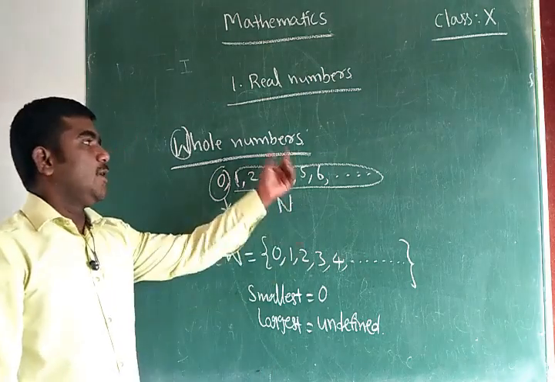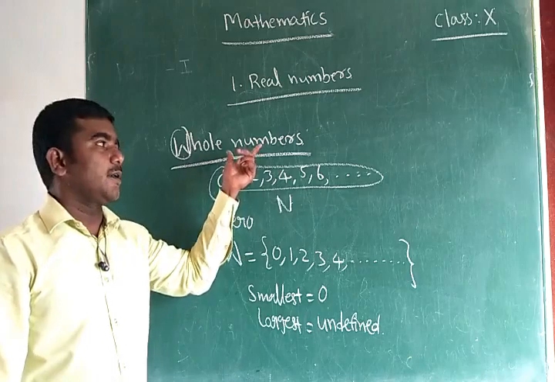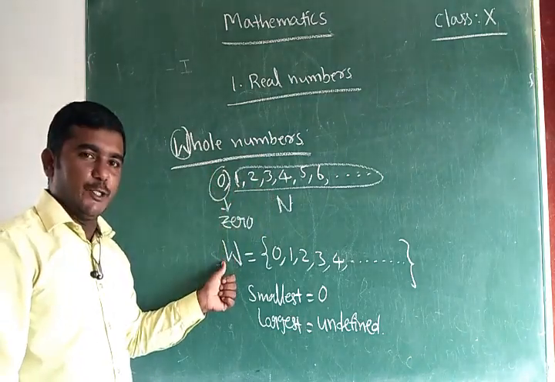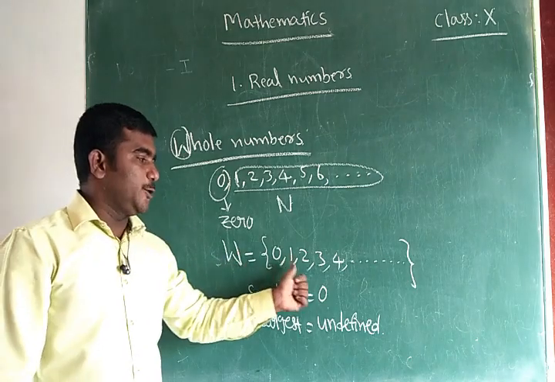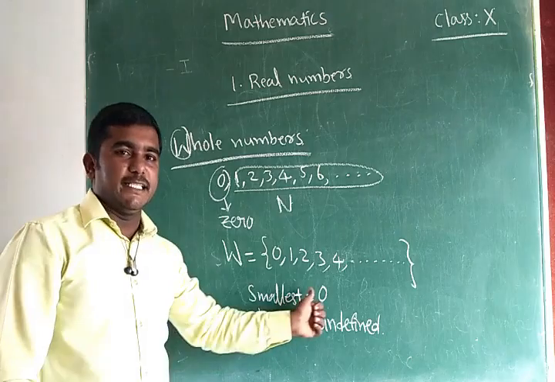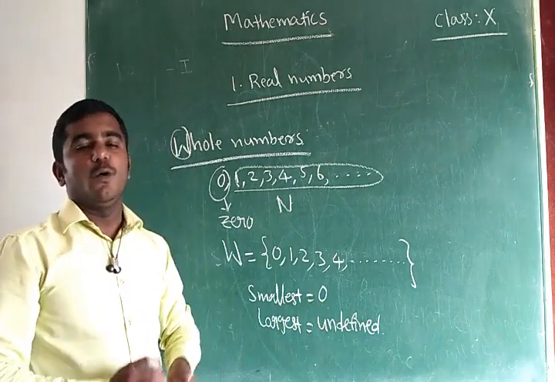Is it clear? Whole numbers are nothing but all the natural numbers along with 0. Whole numbers are denoted by W. So whole numbers are 0, 1, 2, 3, 4 and so on. The smallest whole number is 0 and the largest whole number is undefined. This is about whole numbers.